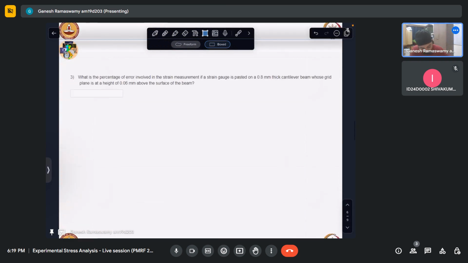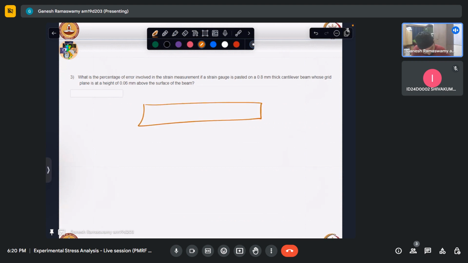Okay, so let us look at this question. It says, what is the percentage of error involved in the strain gauge measurement if the strain gauge is pasted on a 0.8 mm thick cantilever beam? So we are talking about a cantilever beam which itself is 0.8 mm thick. It is a little bit less than an mm. So it is almost like a ruler, so to speak, a ruler or a thinner specimen than that.